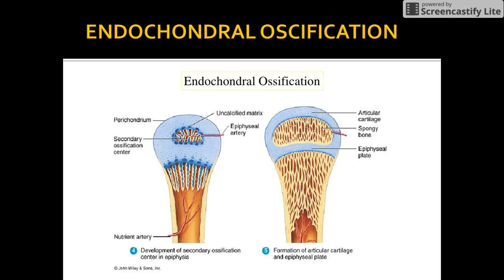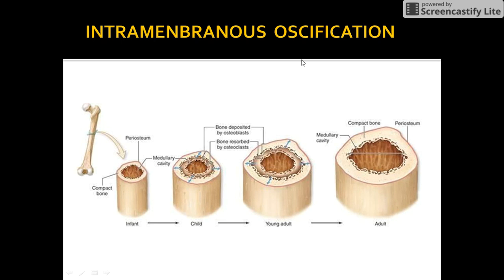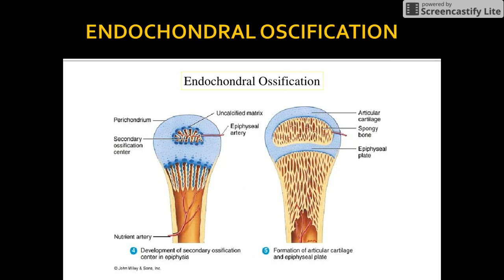So ossification occurs in two forms. One is endochondral ossification and the other is intramembranous ossification. In endochondral ossification, what happens? First, cartilage is formed and then it gets ossified. This is ossification inside the cartilage, endochondral ossification.